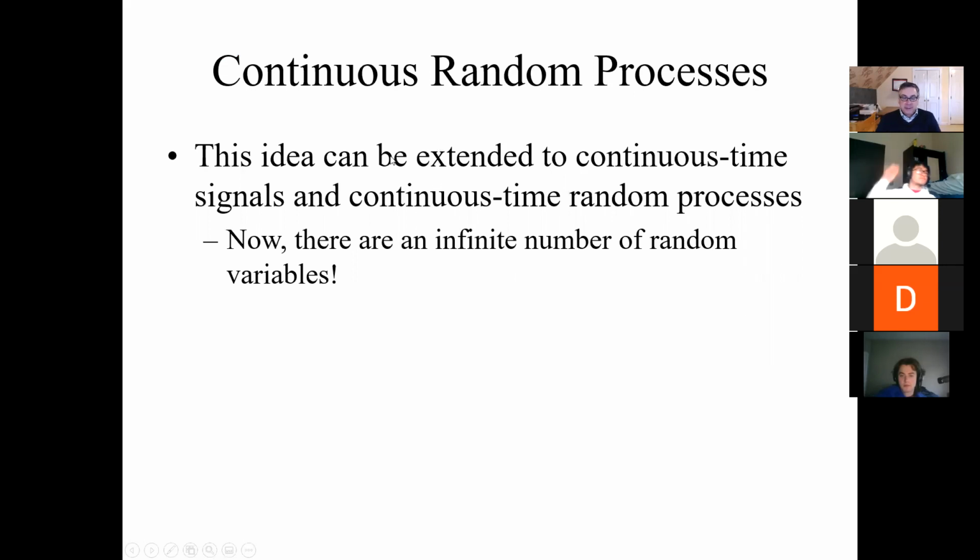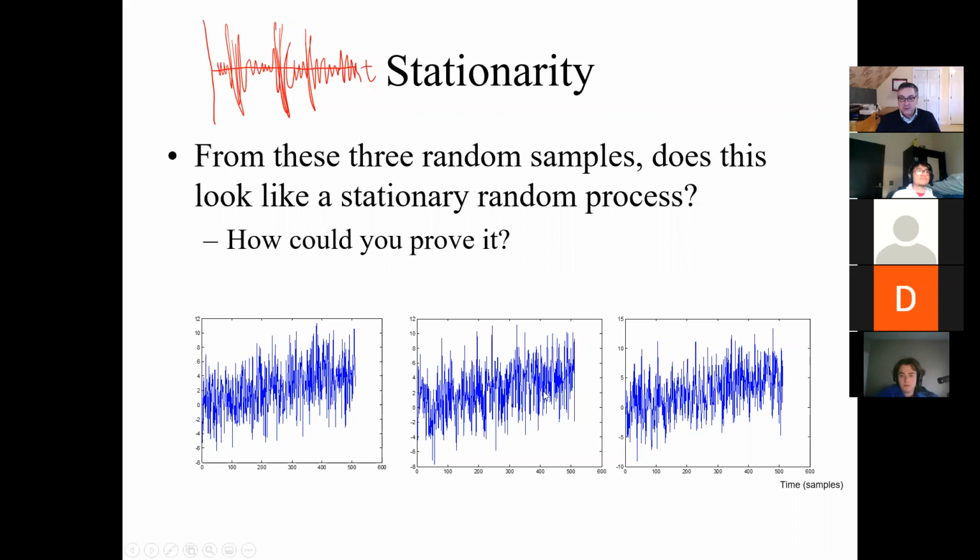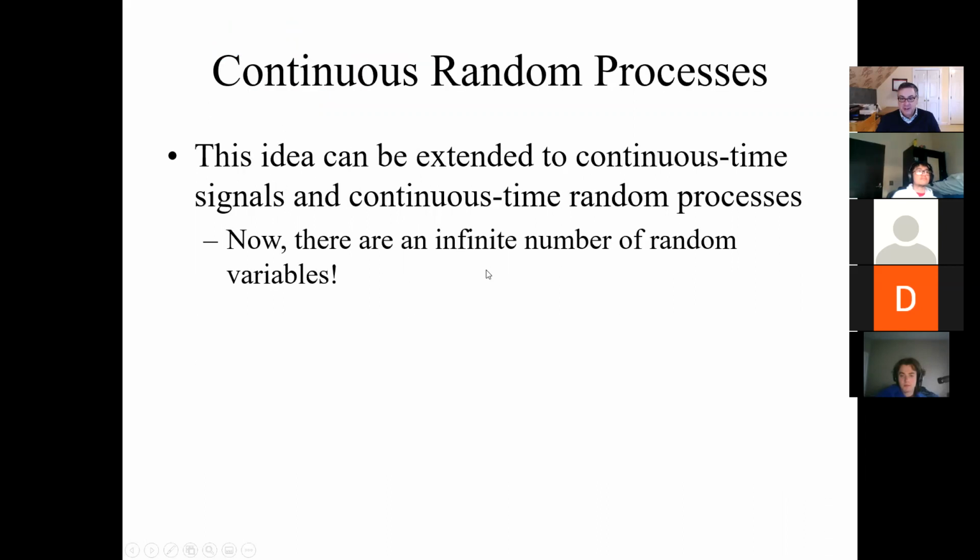Now, again, we can't really do this in MATLAB, but theoretically, the whole idea of random processes can also be extended to continuous time signals and continuous time random processes. It's just that instead of having 512 random variables, there's actually an infinite number of random variables in that continuous random process. If you can wrap your head around that, you kind of get it. But of course, everything we're working with, especially in MATLAB, will be discrete. And so that's okay.